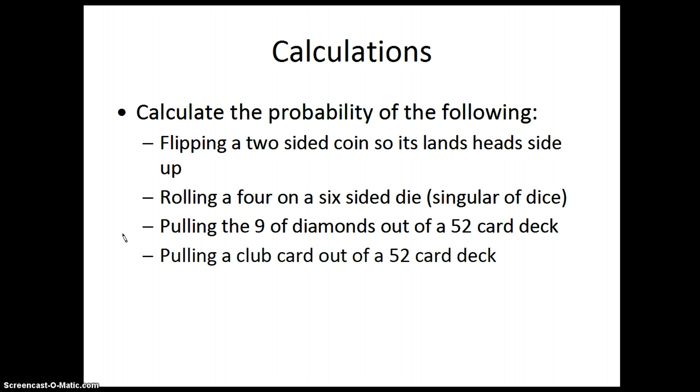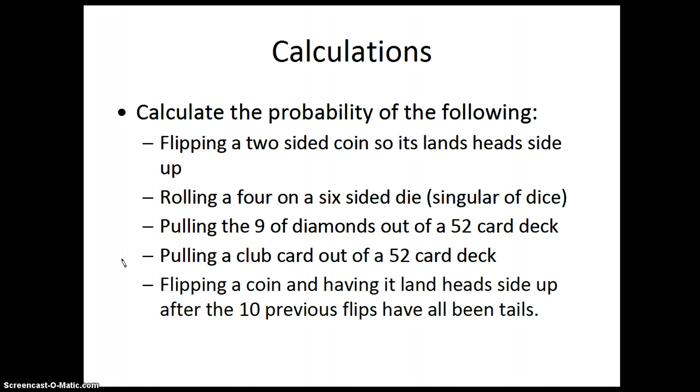Pulling a club card out of a 52 card deck. Well, if there's 52 cards, you put that in the denominator. And the numerator, you put how many things that you want to have happen. Well, there's 13 club cards. So it's 13 out of 52. You can reduce that down a little bit to 1 out of 4.